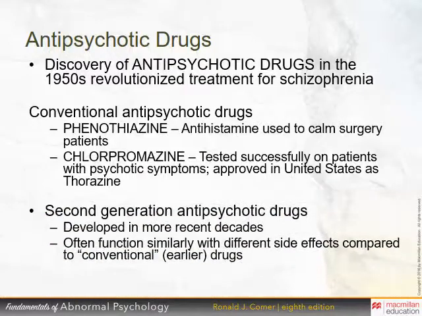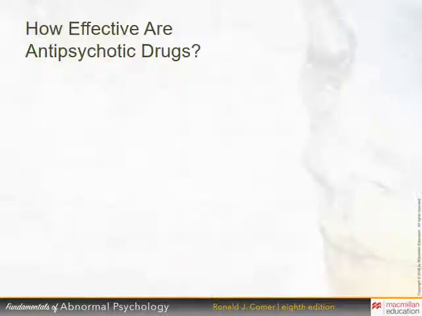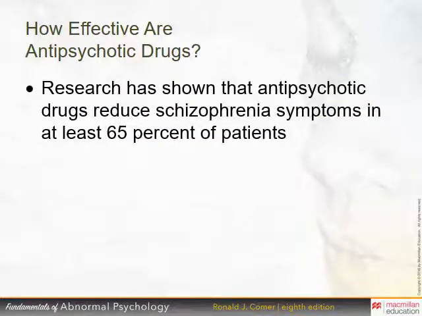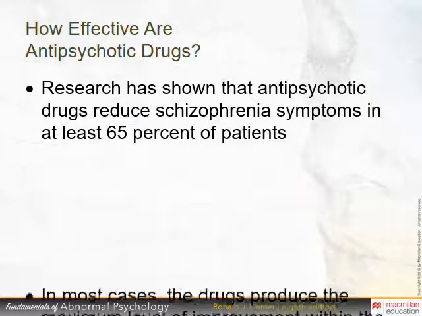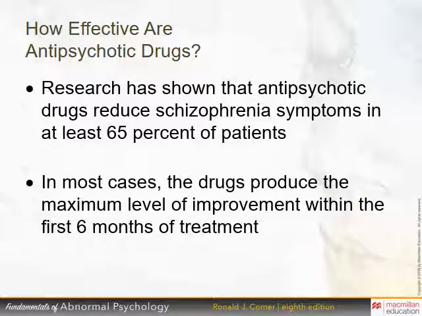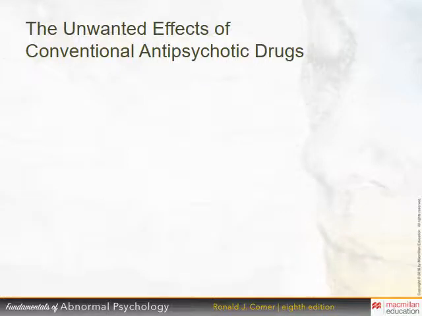now widely used. The second generation of antipsychotic drugs were developed in more recent decades, so think from the 80s forward, or late 80s forward, and they often function similarly with different side effects compared to conventional or earlier drugs. The research has shown that antipsychotic drugs reduce schizophrenia symptoms in at least 65% of patients. In most cases, the drugs produce the maximum level of improvement within the first 6 months of treatment.